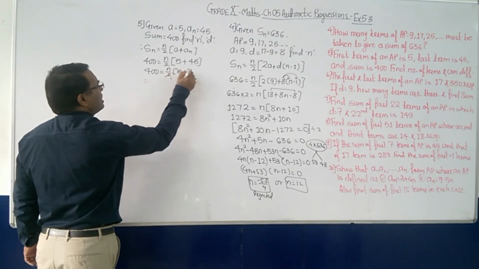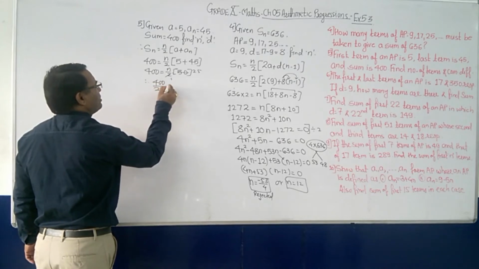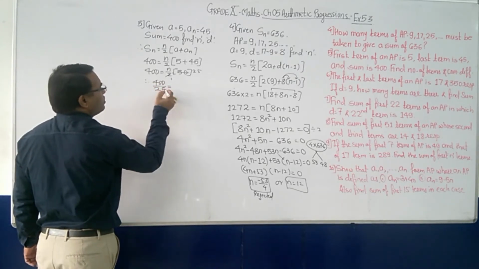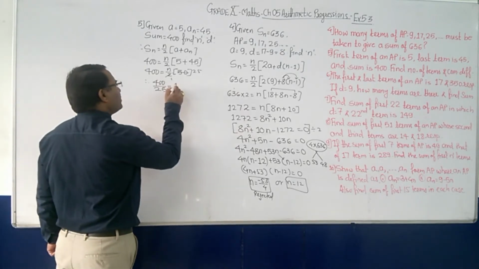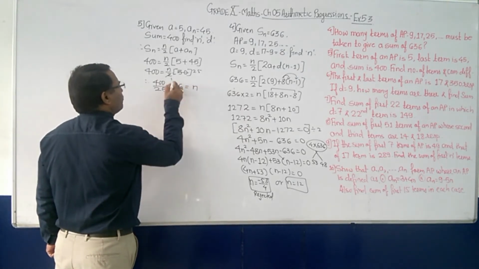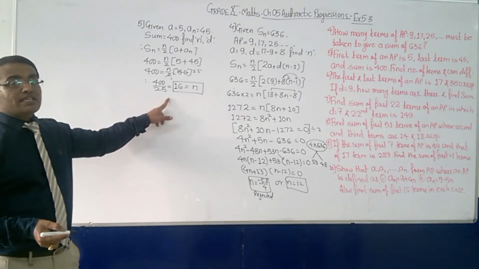Okay. So 2 ones are, and 2 25s are 50. So 400 upon 25, which is equal to 25 fours are 100, so 25 16s are 400. So what did you get? n is equal to 16.